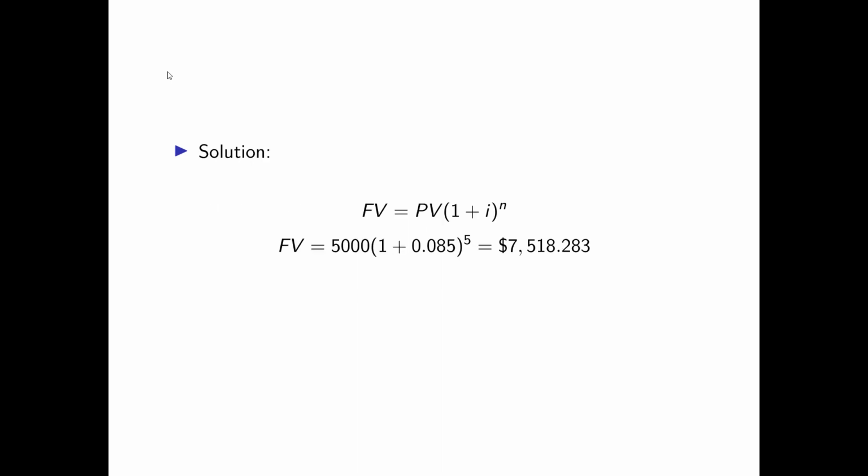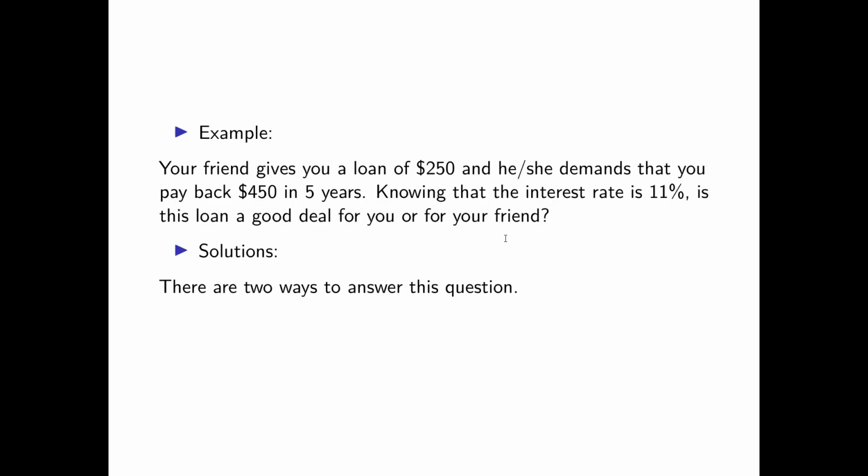Okay, this is the formula that we learned earlier. Future value is equal to present value times (1 plus i) raised to the nth power. And when you plug in the different values there, this is how much you will have to pay in 5 years: $7,518 with a few cents. Okay, that's how you calculate the future value.